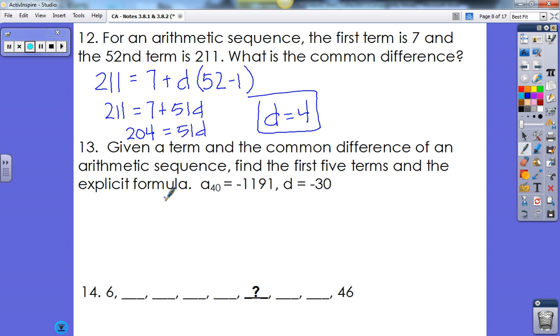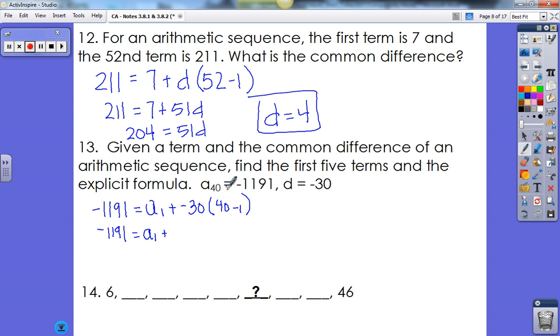Given a term and the common difference of an arithmetic sequence, find the first 5 terms and the explicit formula. So we're given the 40th term, so that means that the specific value of the 40th term goes here. I don't know the first term. I know that the common difference is negative 30, and I know I'm talking about the 40th term. So I've got negative 1191 equals the first term, which we don't know, plus negative 30 times, what's that, 39?